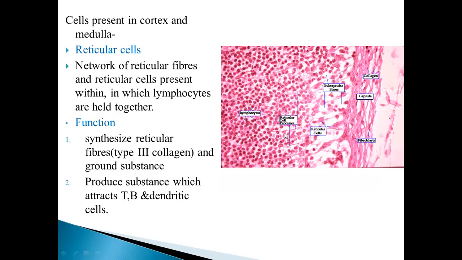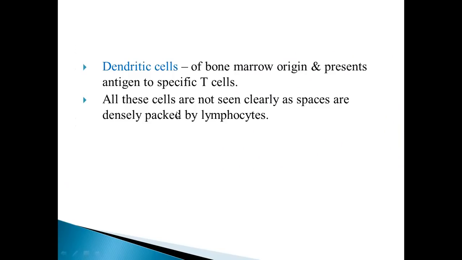This is forming a meshwork or framework of lymphoid tissue, in between which lymphocytes are entrapped. The function of these reticular cells is to synthesize the reticular fibers, that is type 3 collagen fibers, and ground substance, and they will also attract T and B lymphocytes and dendritic cells. Dendritic cells come from bone marrow and they are antigen specific to T cells.